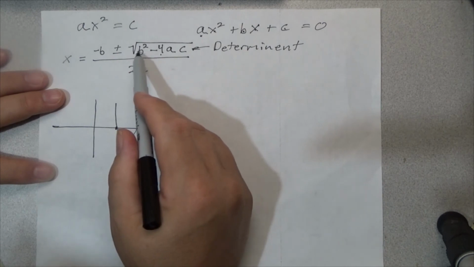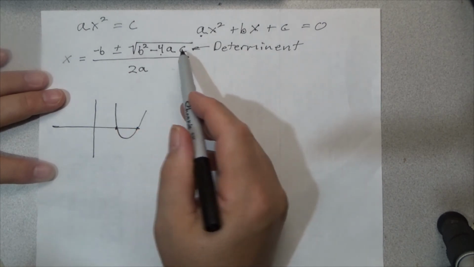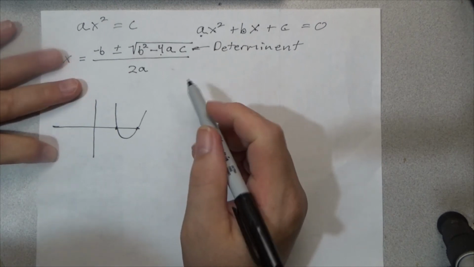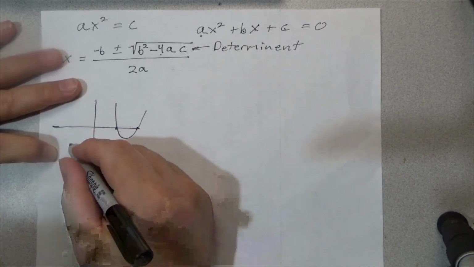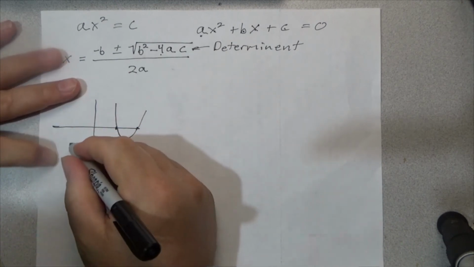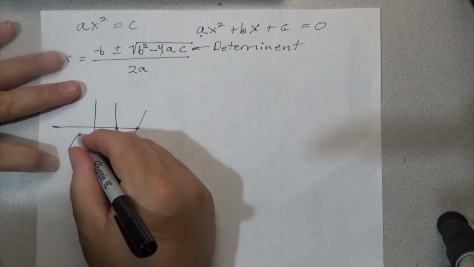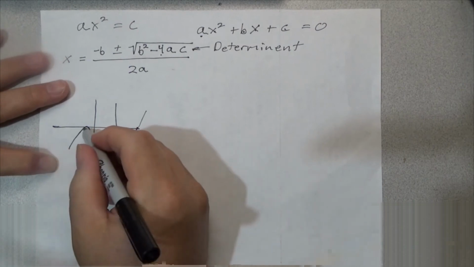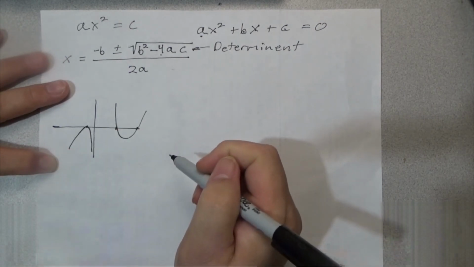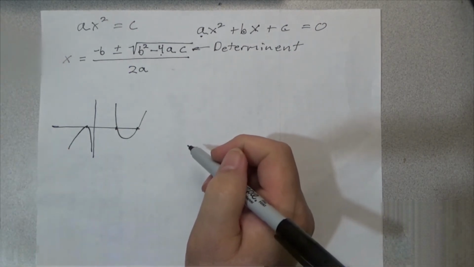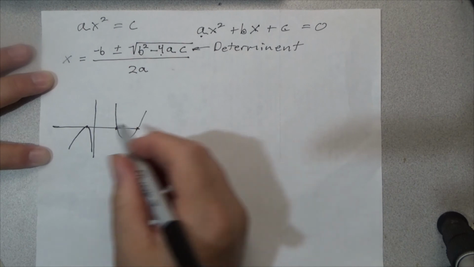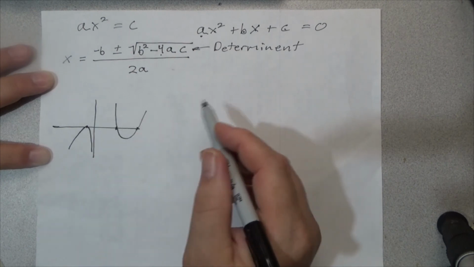If underneath this radical it comes to 0, then you will have a parabola that looks something like this. It either opens up or down, and it comes into contact with the x-axis 1 time, and that's it. The vertex touches the x-axis. You still have two answers, but the two answers are the same. So technically there's one unique answer. Okay?